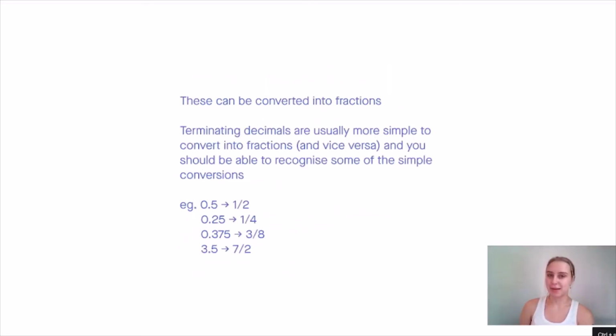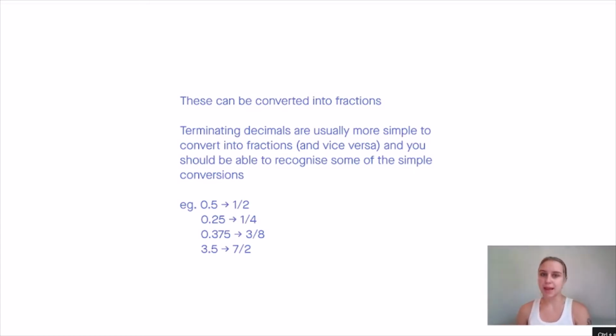We've now covered terminating decimals, and hopefully if they come up you'll be able to recognize them and tell the difference between them and recurring decimals and irrational numbers. Terminating decimals can also be converted into fractions. They're usually a lot more simple to convert back and forth to fractions than irrational numbers or recurring numbers are, and there are some simple conversions that you should be able to recognize without having to think too much about them. While terminating decimals can really be any length as long as they have an endpoint, usually the ones that you'll see when you need to convert them back and forth between fractions will be a little bit simpler.